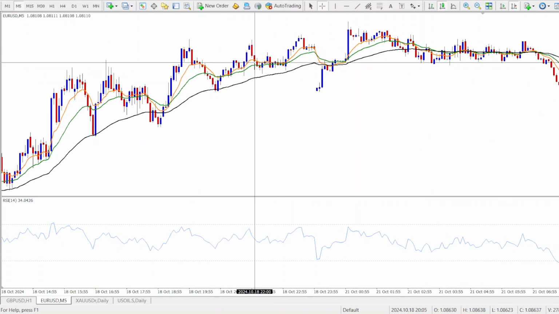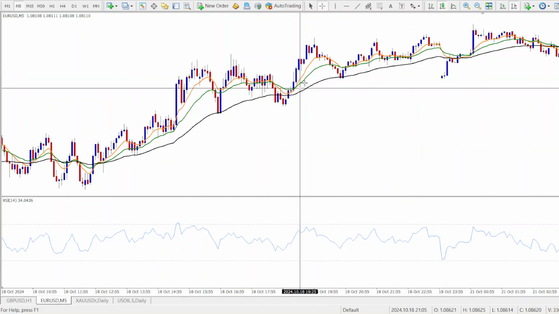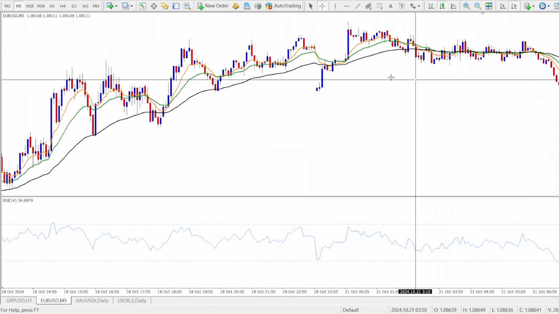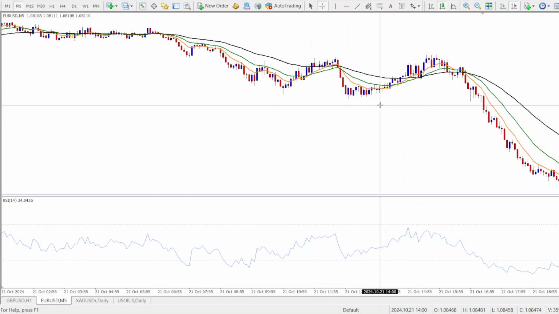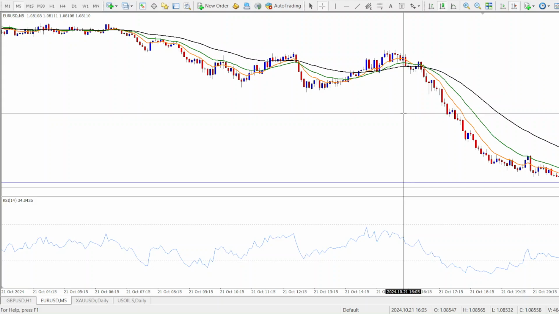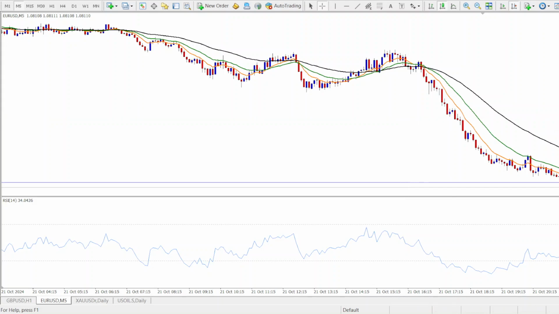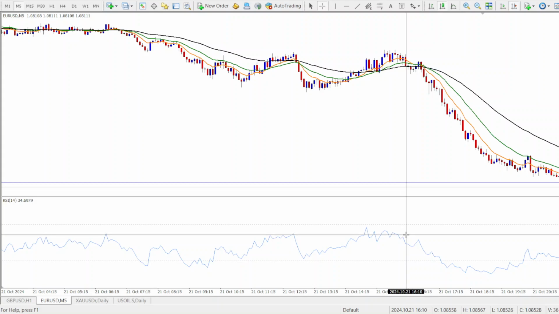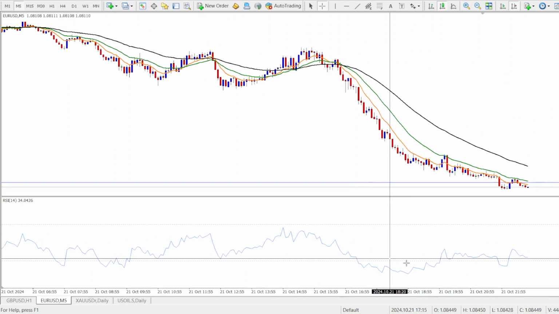And then you can use opposing signals from the moving averages. For example, you are in a buy trade and you notice a bearish crossover, it's a sign to exit your buy. Or you're in a sell trade and you notice a bullish crossover, it's a sign to exit your sell trade.